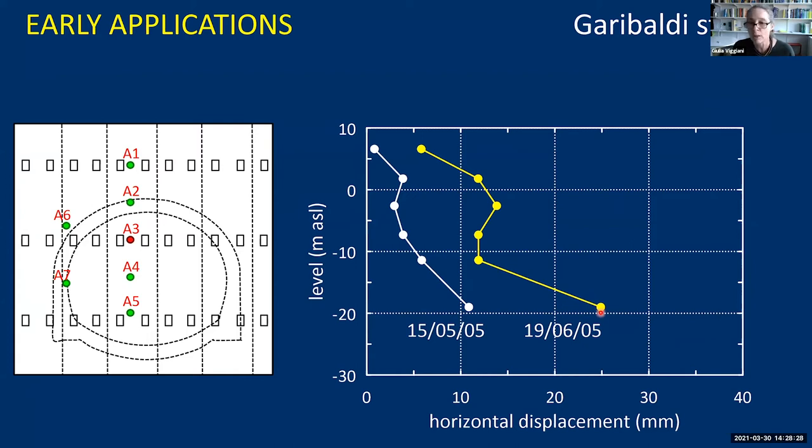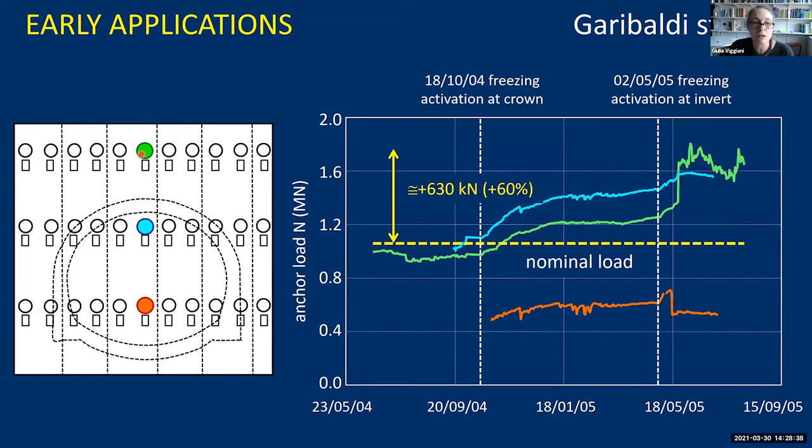And this is more than the maximum displacement of the diaphragm wall during excavation of the shaft. So it is a very, very large number. And this caused an increase in the load of all the anchors, because the diaphragm wall is pushing towards the excavation and pulling on the anchors. So the recorded load on the anchors increased by more than 60% on the nominal load. And some of the anchors were really quite close to their pullout value.